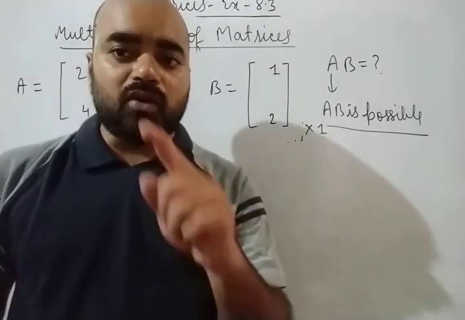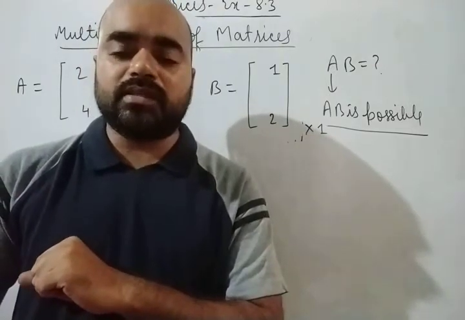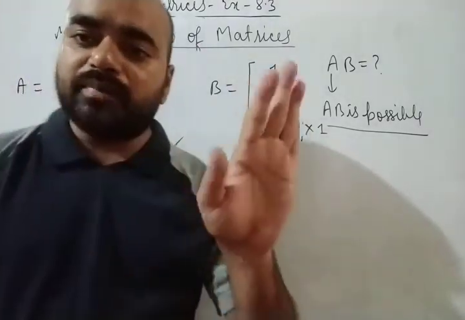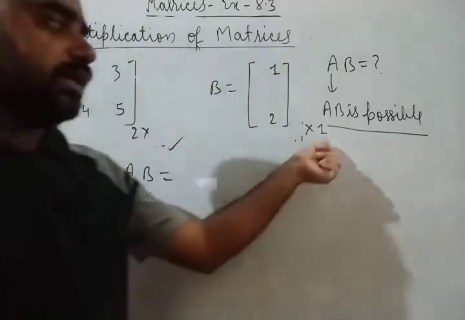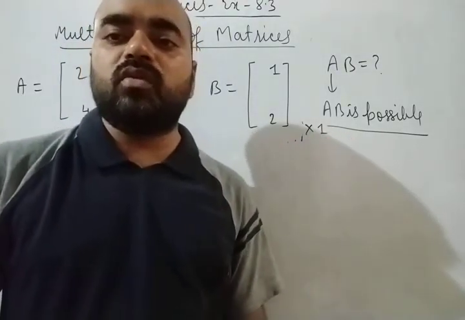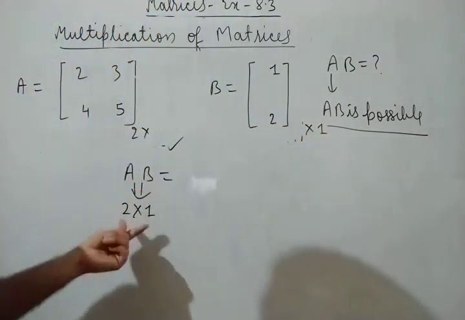Understood how to find the order of the matrix after multiplication? That is the product matrix. Clear? What is left? The number of columns and the number of rows are compared. After that, what is left? Here the number of rows left is 2. Here the number of columns left is 1. It means the order of the product matrix is 2 by 1. It means AB is of the order 2 by 1.